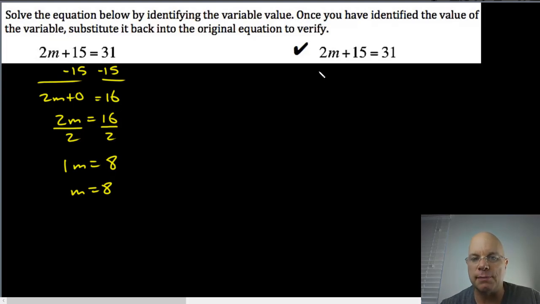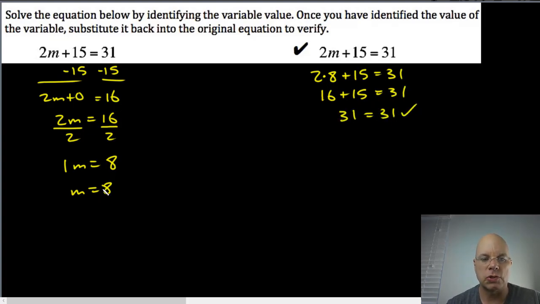So we think m is 8, but let's substitute it in to make sure. 2 multiplied by 8 plus 15 should equal 31. 2 8s is 16. And the sum of 16 and 15 is 31. So m is 8.